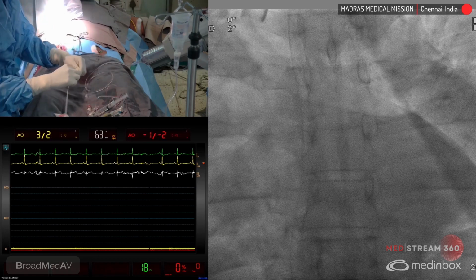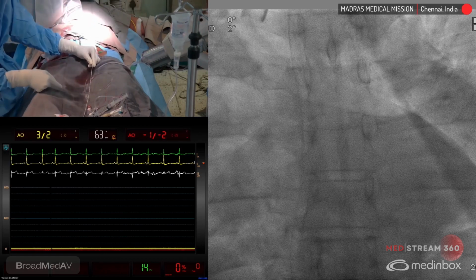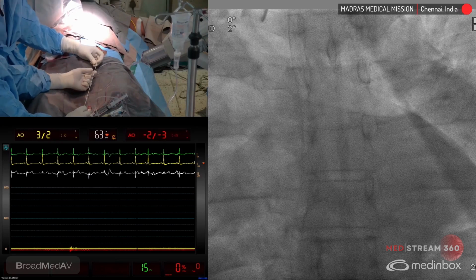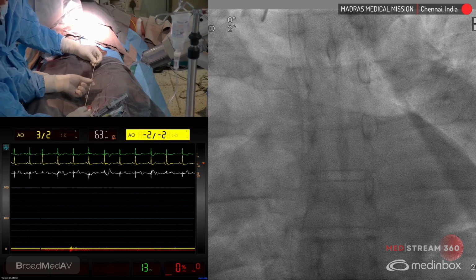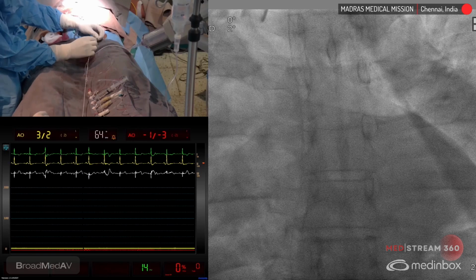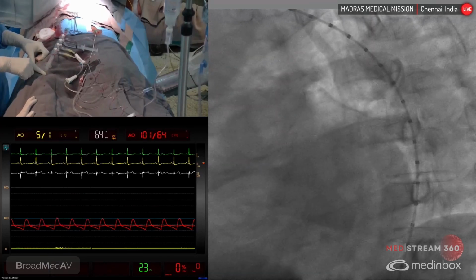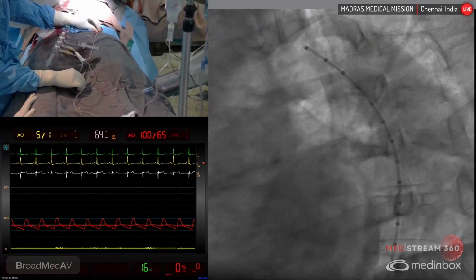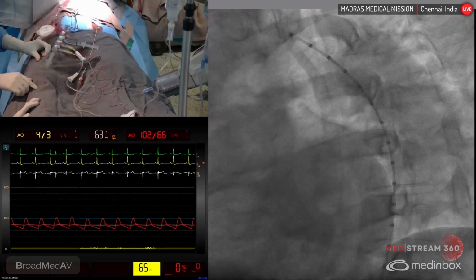So before deciding on the device selection, which I have already done by CT, we'll take a marker pigtail through the left common femoral artery access, and this marker pigtail, you can see, has markings for every 10 millimeter or 1 centimeter. So this will help us to measure the length of the aneurysm. The reason why we are going into the left anterior oblique view is to open all the major branches of the arch vessel so that we can identify the proximal landmark, how many centimeter from the left subclavian artery. That is our idea now.